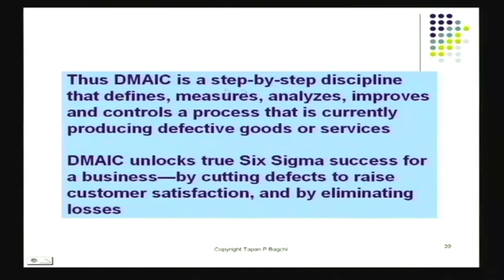So DMAIC is now a step-by-step process. It's a discipline that defines, measures, analyzes, improves, and controls a process that is currently producing defective goods. DMAIC unlocks the true sigma success for a business, and it does that by cutting defects, raising customer satisfaction, and cutting down losses. This is something that has to be done. Unless this is done, of course, you are not going to be moving up the ladder of quality assurance.